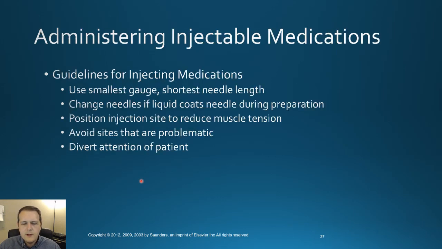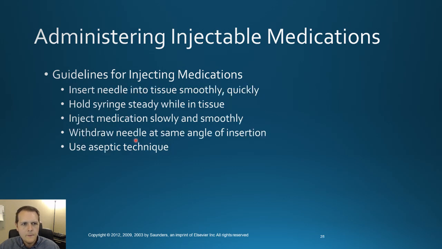So when injecting medications, you want to use the smallest gauge and the shortest needle length possible, depending on the use here. You're going to find that you want to change the needles if the liquid coats the needle during preparation. And again, usually you're going to be using a larger needle to draw out the dose. You'll then switch it out for something like a smaller gauge. And then we're going to position the injection site to reduce muscle tension. So I'll show you some examples of that in a little bit. And then try to avoid any sites that are problematic. And then if you can, try to distract the patient. Sometimes that can help them if they're particularly needle phobic.